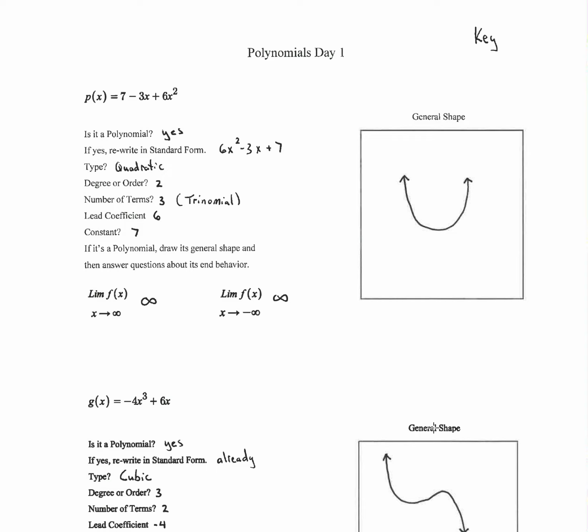Over polynomials, day one, a solution guide. So we look at this first function, p of x, and we notice that it's a quadratic. It's a quadratic because its highest term is this 6x squared.